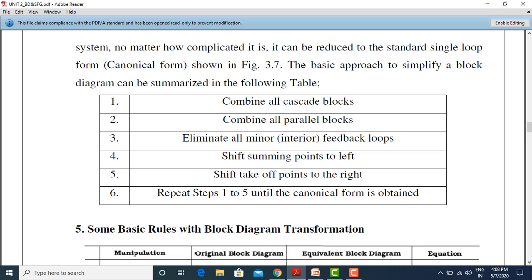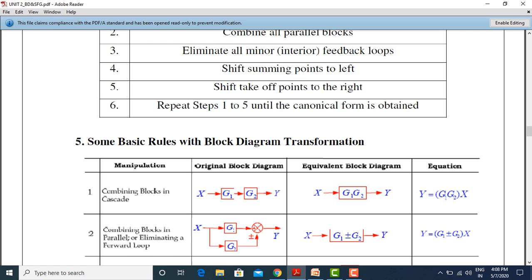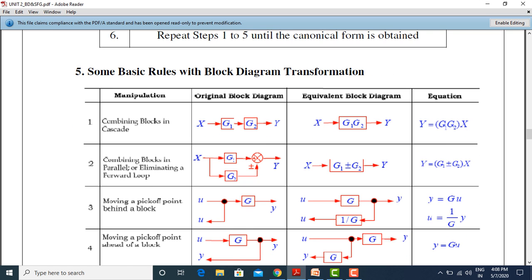Then next, shift summing points. Try to shift your summing point to the left, try to shift your summing point to the right. Repeat steps 1 to 5 until the canonical form is obtained. The motto is thus, we have to strictly follow these steps. Some basic rules with the block diagram transformation.